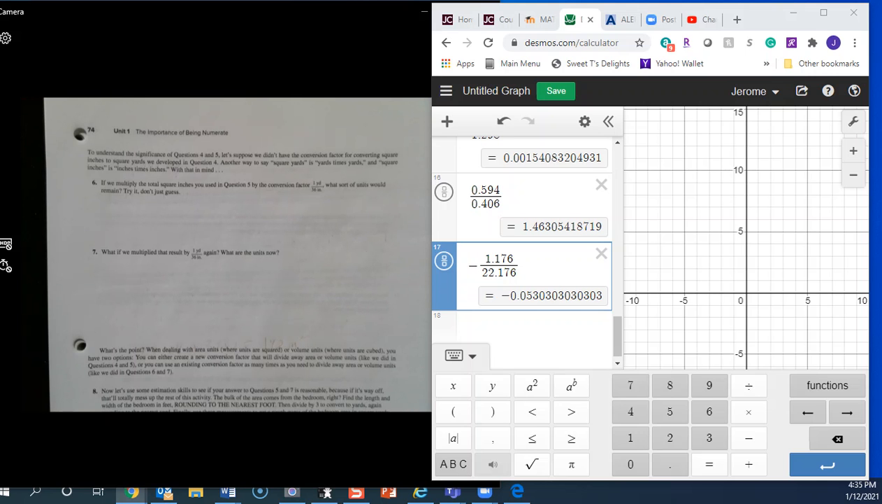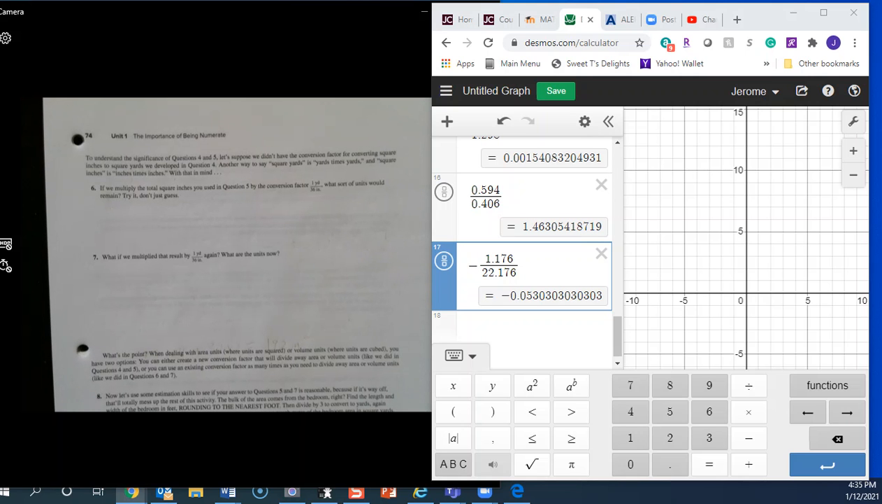To understand the significance of questions 4 and 5, let's suppose we didn't have a conversion factor for converting square inches to square yards that we developed in question 4. Another way to say square yards is yards times yards, and square inches is inches times inches. With that in mind, if we multiply the total square inches you used in question 5 by the conversion factor 1 yard over 36 inches, what sort of units will remain?